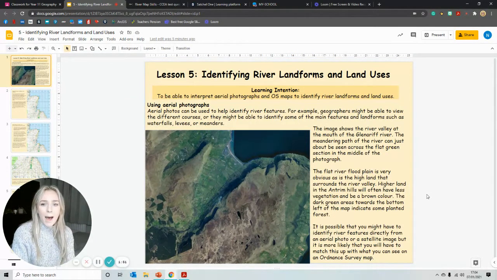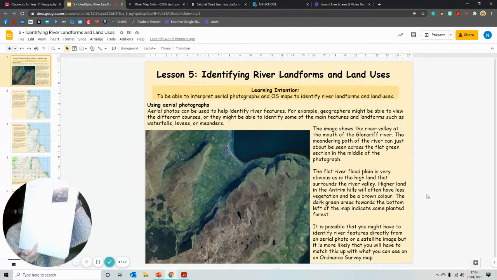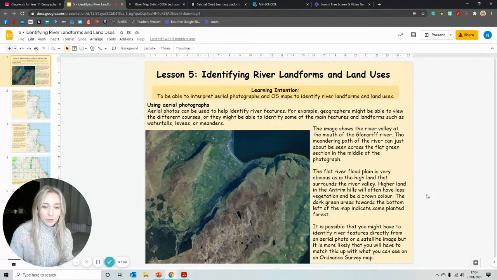So grab your book. This lesson starts on page 34. Looks like that. So there's a few different skills that we're going to be looking at in this lesson. If you read the learning intention there at the top, hold on, I'll make this bigger as well.